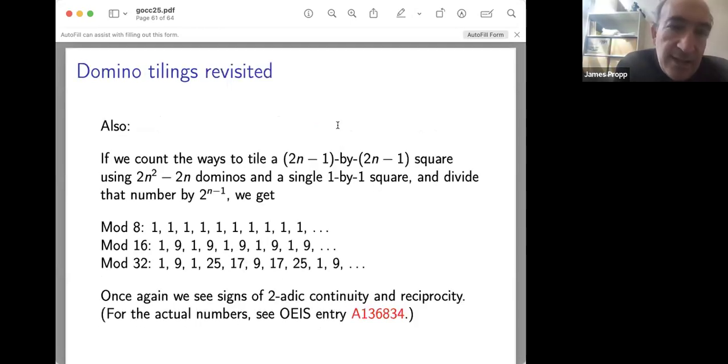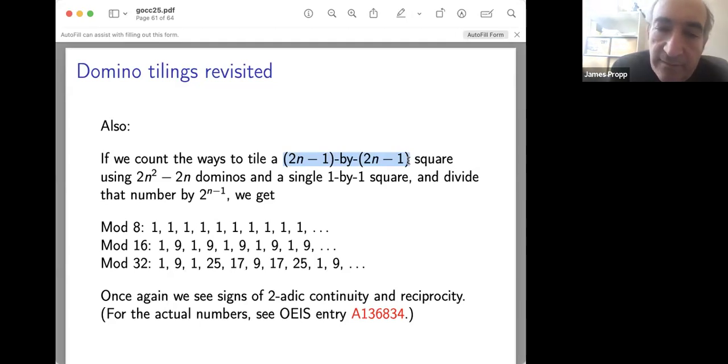But there's more. Let's count the number of ways to tile a 2n minus 1 by 2n minus 1 square using 2n squared minus 2n dominoes and a single 1 by 1 square. So remember, this square has an odd number of squares, so you can't tile it with dominoes. One approach we took to getting a tractable counting problem was to just take a specific square away. But now let's take away any single square, and let's count all the ways to tile the complement of that 1 by 1 square with dominoes.